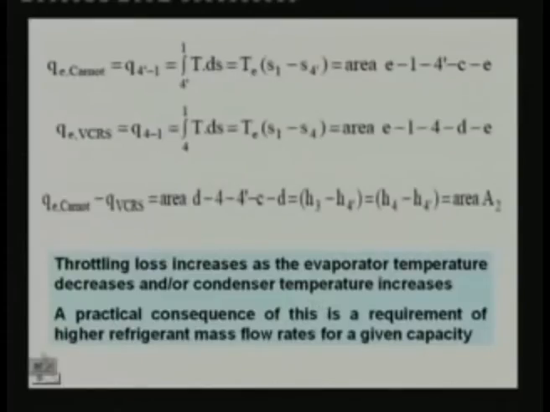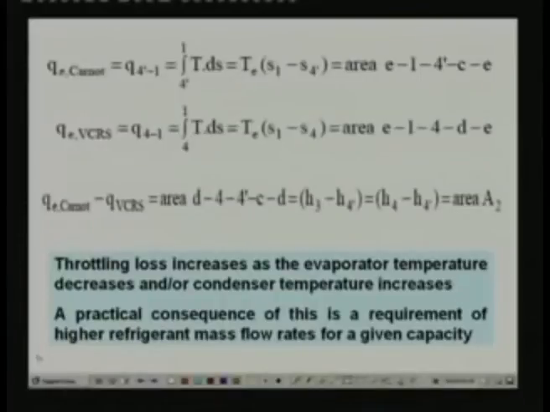So for example, the refrigeration effect of the Carnot cycle, as I have already told you, is nothing but heat transfer during process 4' to 1. So that is nothing but integral TdS from 4' to 1, temperature remains constant. So this is nothing but T into (S1 minus S4'), which is equal to area E14'Cg.